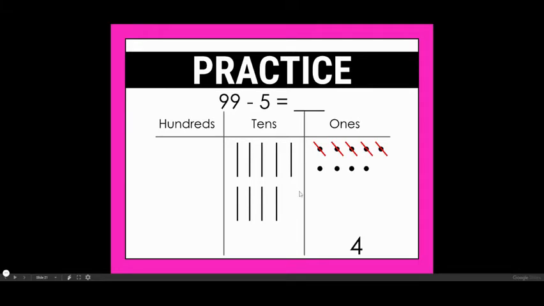I have 9 tens, and the value of 9 tens is 90. So if I have 4 in the ones and 90 in the tens, it looks just like expanded form. So my standard form would be 94. So 99 minus 5, the difference is 94.